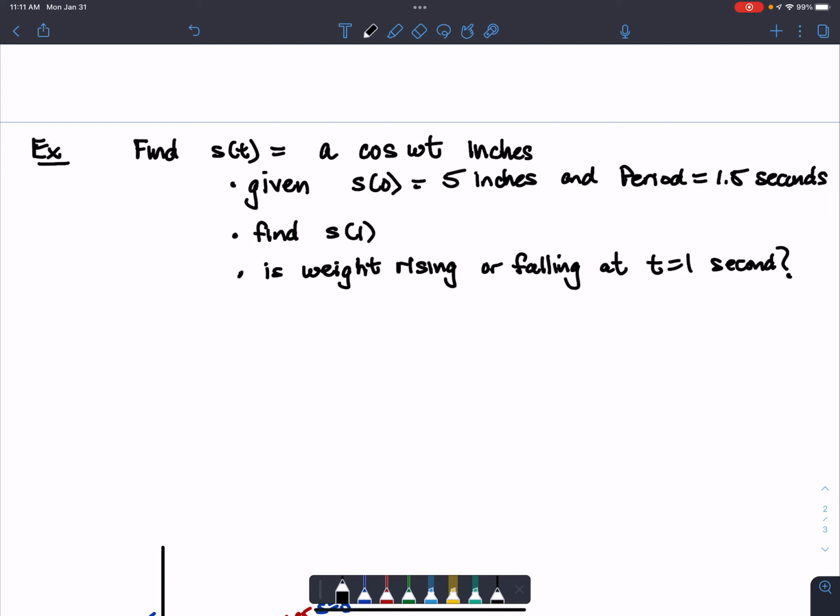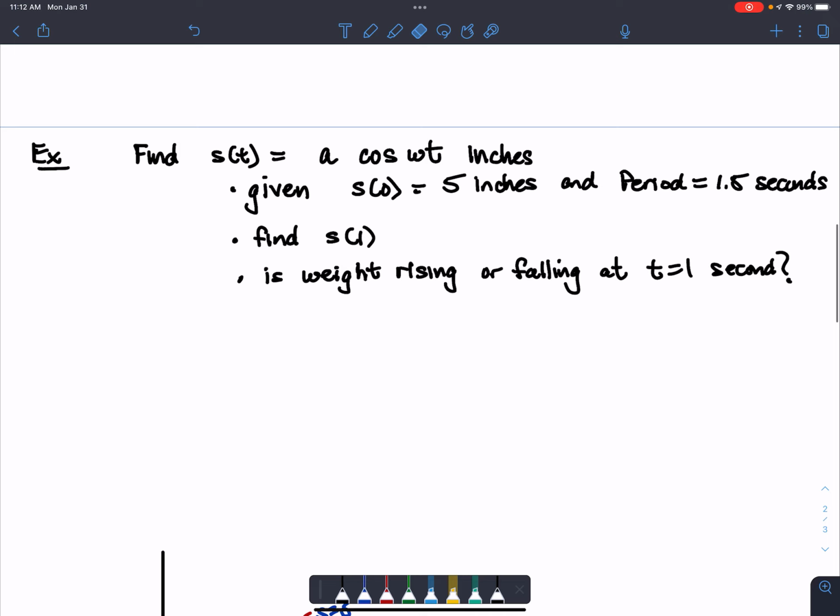We are going to assume that this is measured in inches. And the period is 1.5 seconds, which means it repeats itself every 1.5 seconds. Every 1.5 seconds, it returns to its high point. Every 1.5 seconds, it's going to return to its low point. Then we're going to figure out what S of 1 is, and then we're going to try to answer the question, is the weight rising or falling? So let's look at the first part. We're given that S of 0 is 5 inches. So S of 0 is A cosine 0, which is 5. Now we know that cosine of 0 is 1, so that means A is equal to 5.